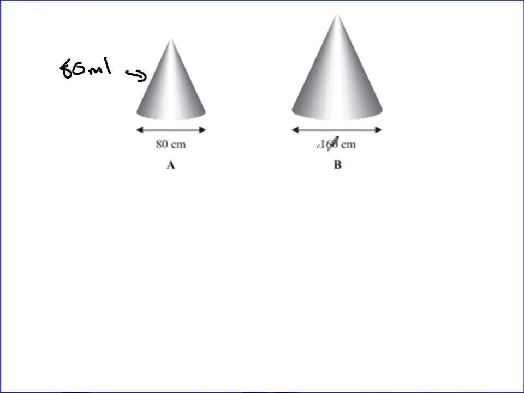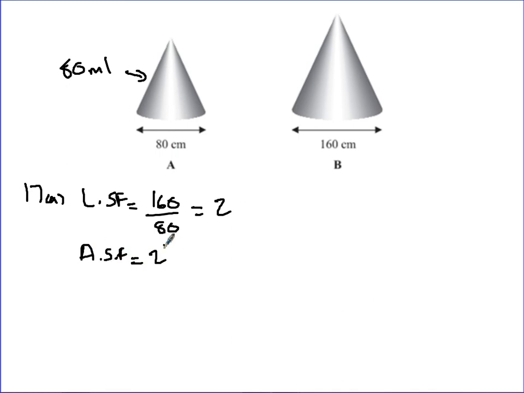Now some of you may think, just times it by 2. No, you can't. The linear scale factor, or the scale factor that connects the lengths, is just going to be 160 divided by 80. Now because you're talking about area, both dimensions double. So because it's 2 there, the area scale factor will be squared, so it gets 4 times as big. So then we do 4 times by 80 mils, and that will give us 320 millilitres.